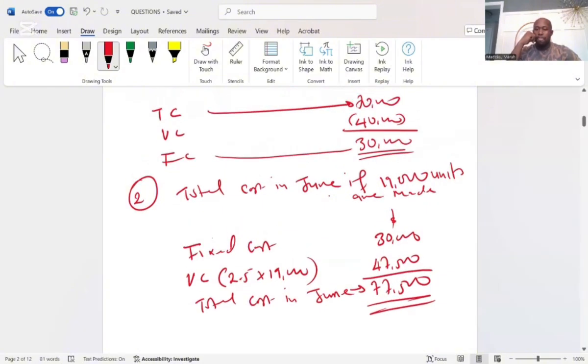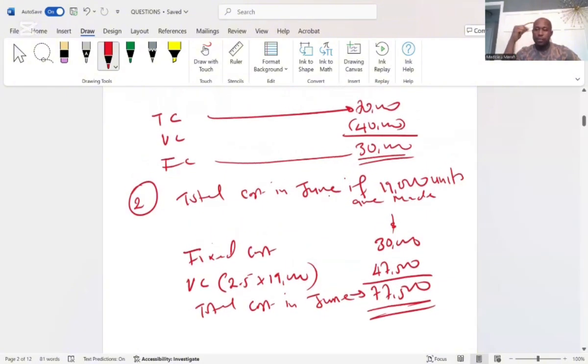Any trouble? You can always pause the video, go over, pause the video, go over.